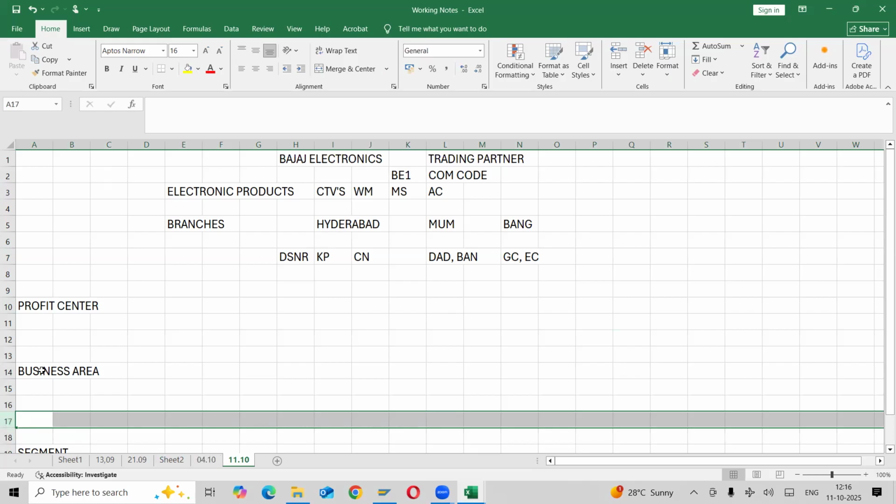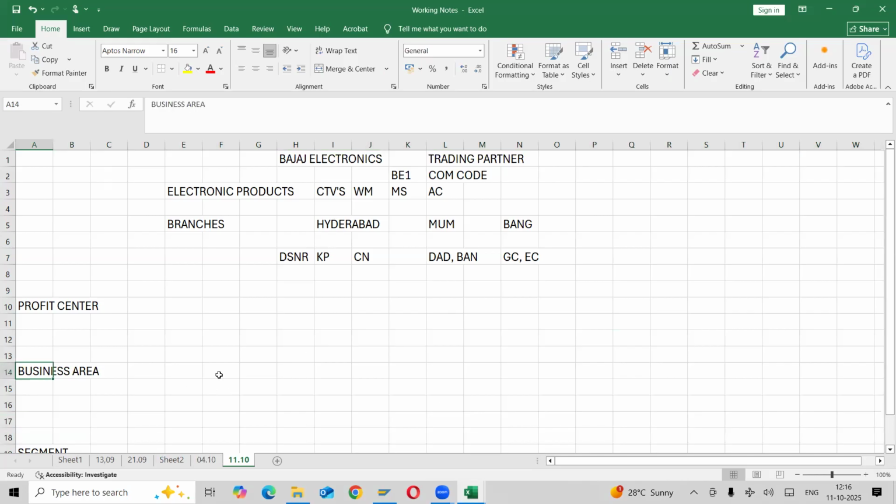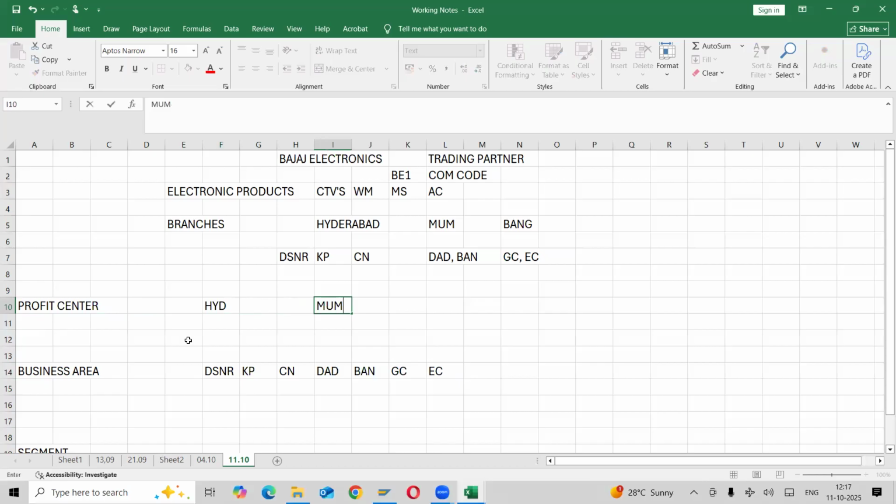So here I can say that my business areas are, in Hyderabad, Dilshuk Nagar business area, KP business area, Chandanagar business area, Dadar, Bandra, Garden City, next one Electronic City. These are my business areas. And what are my profit centers? My profit centers are Hyderabad Profit Center, next one Mumbai Profit Center, and next one Bangalore Profit Center.